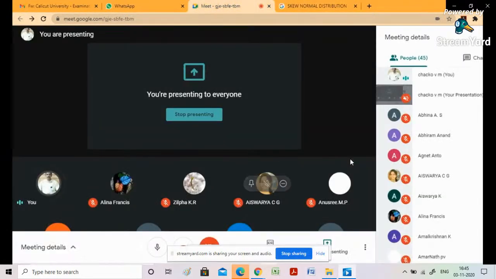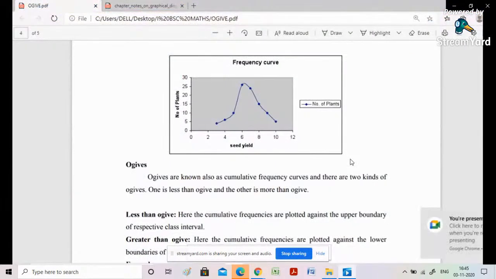For the identification of distribution, we can use the frequency curve. That is the theoretical advantage of the histogram and frequency curve: the identification of the distribution. We can say that this is not exactly normal. At the same time, it is almost symmetrical and bell-shaped. So we can analyze the data using some other non-normal distribution, for example, the exponential distribution. That is the theoretical advantage of plotting the histogram and frequency curve.